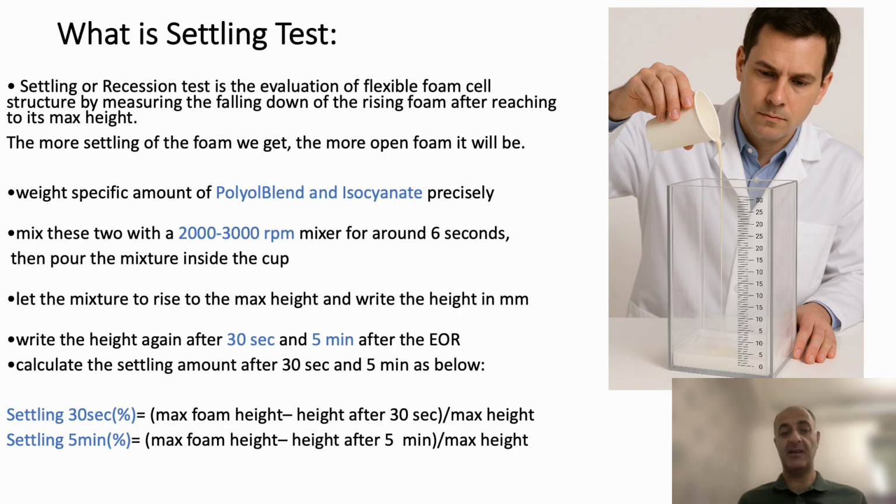Settling amount in percentage equals maximum foam height minus height after 30 seconds or 5 minutes, divided by maximum height. So this amount in percentage shows how much the foam settled down and what the foam structure is.